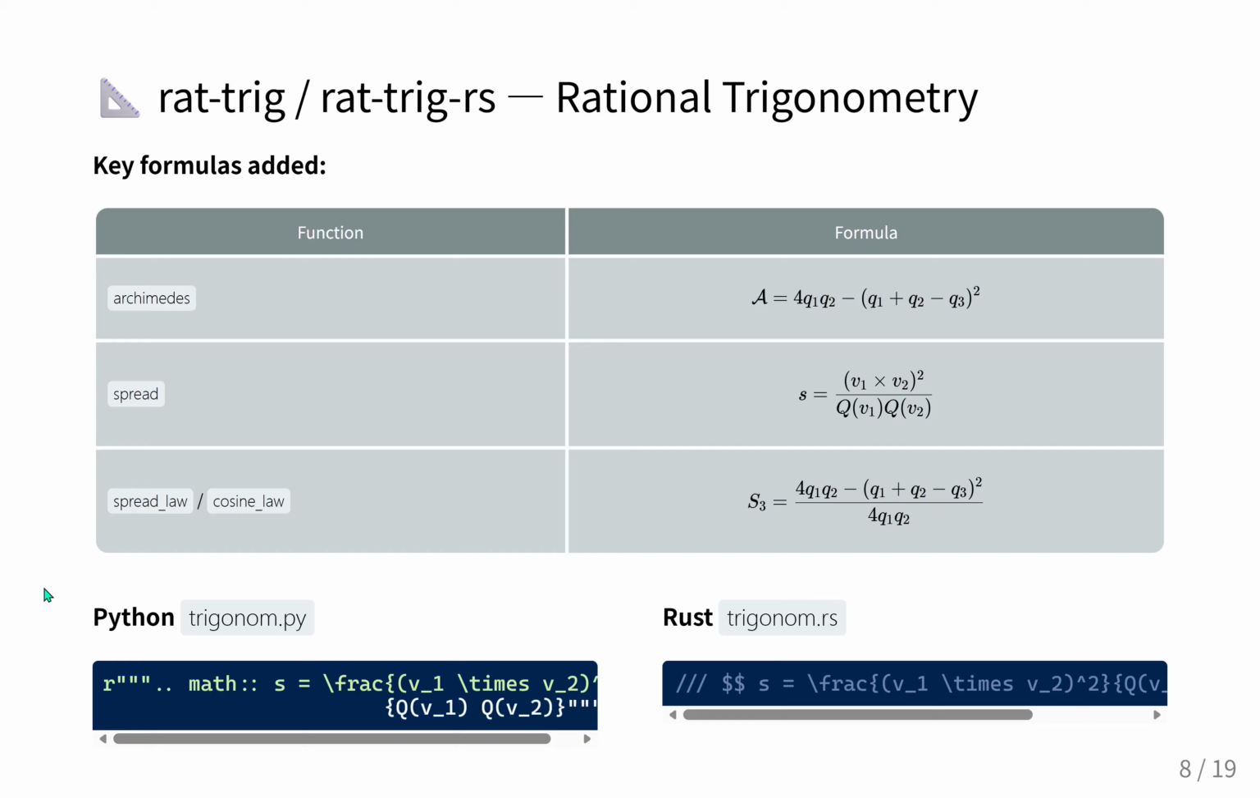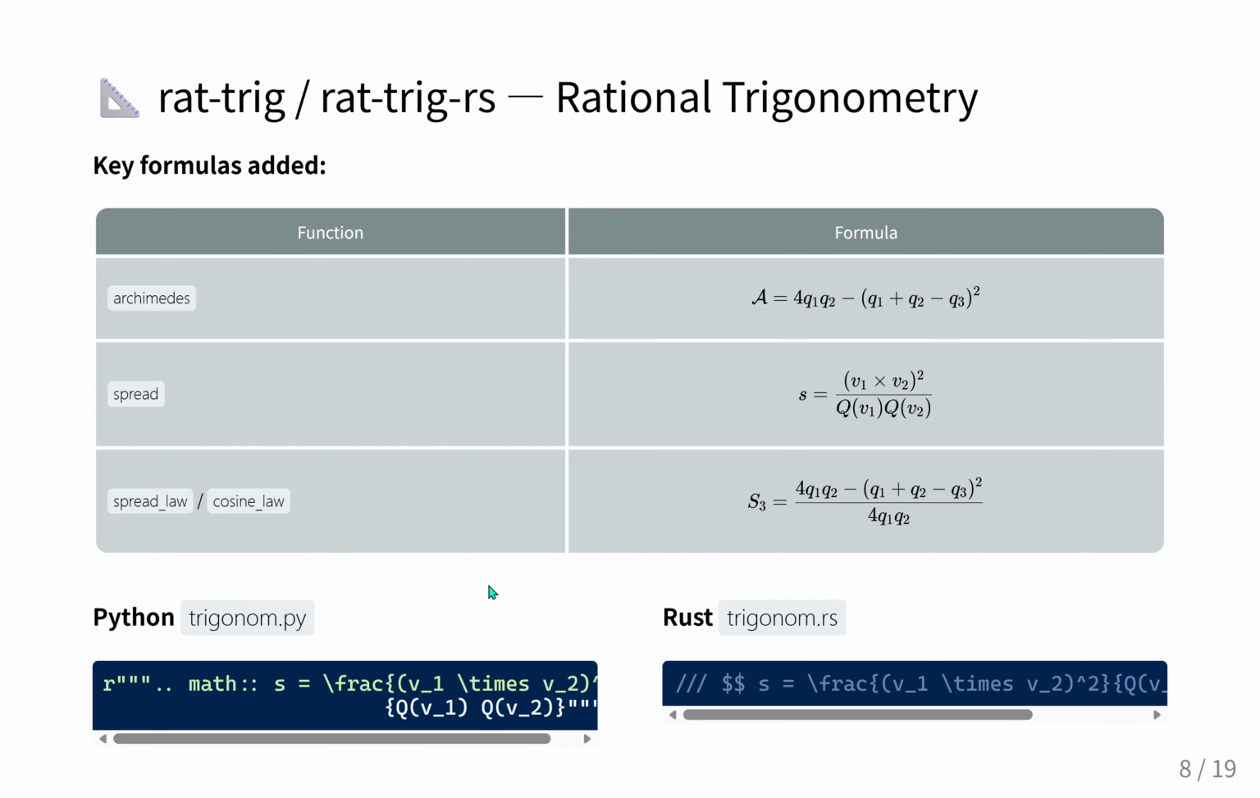The author successfully documented foundational formulas for quadrance, cross, and spread. They even rendered Archimedes' formula. Seeing Archimedes' formula rendered, where the area A equals 4 q1 q2 minus the square of q1 plus q2 minus q3, is a perfect example of why this matters. How so? Because a developer trying to use this trigonometry library doesn't have to decode the variable assignments or reverse engineer the operational order from the code. They see the geometry rendered cleanly and can instantly verify that the function implements the specific mathematical property they require.